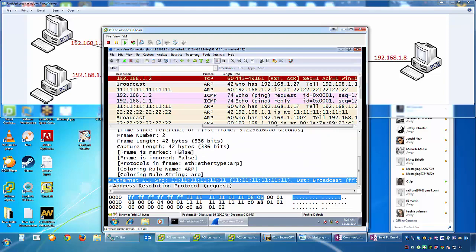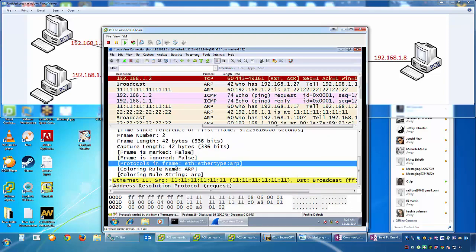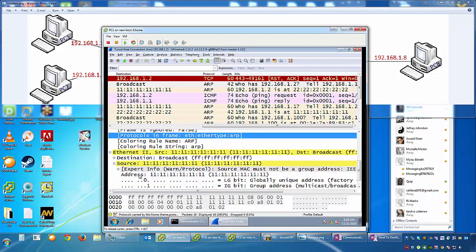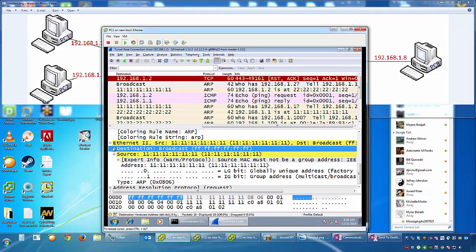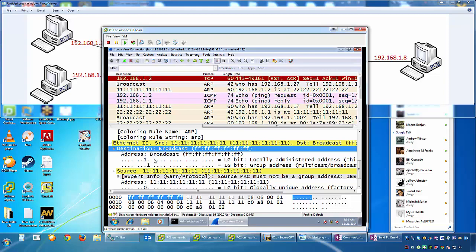And this frame has a lot of information of all the stuff that's below us. And there you go. However, this is where we stop here, which is layer 2. As you can see, the source MAC address is myself, all ones. And the destination MAC is all Fs, meaning it's a broadcast.